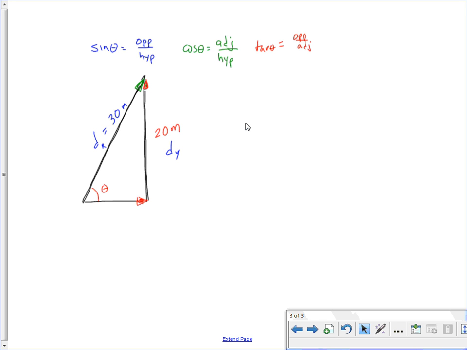Well, we know two sides, which means that we can use this or this or this, because we know two sides and there's only one other unknown. In this case, we call this, again, the opposite side of the triangle. And this is, of course, the hypotenuse of the triangle. So that means we can use this idea. Since I know the opposite side and the hypotenuse, I can find the sine of the angle.